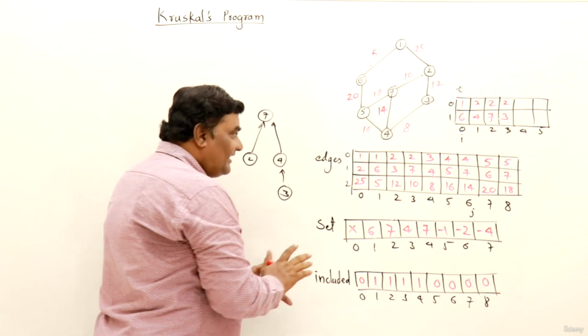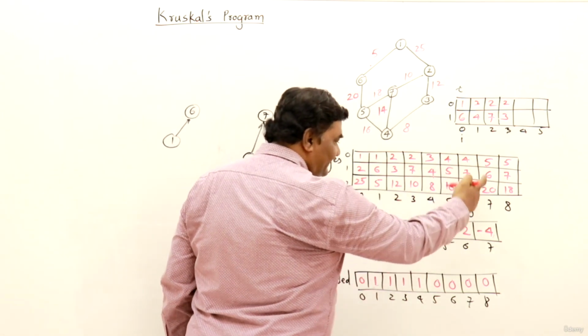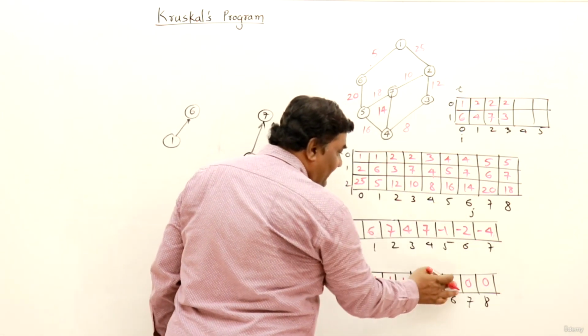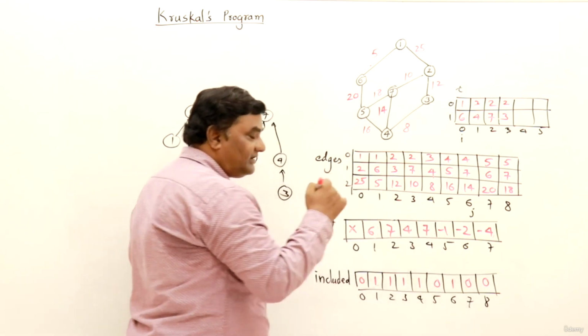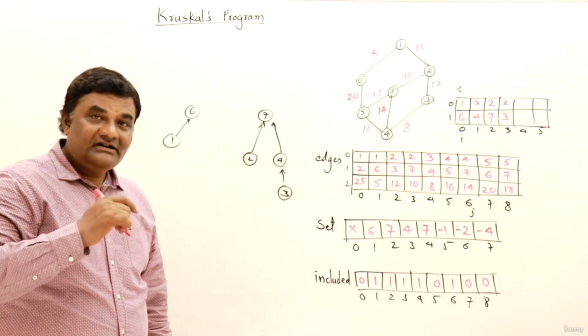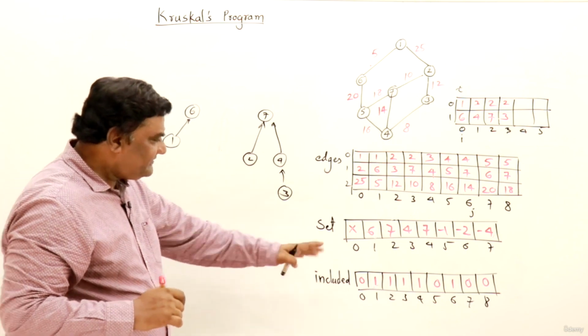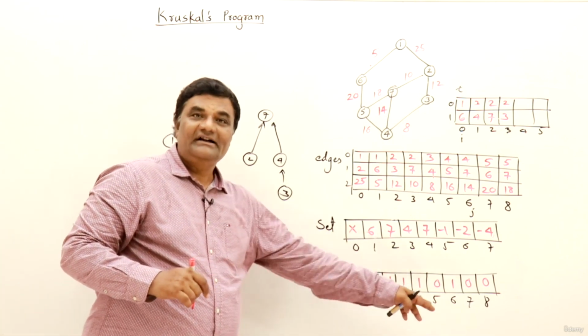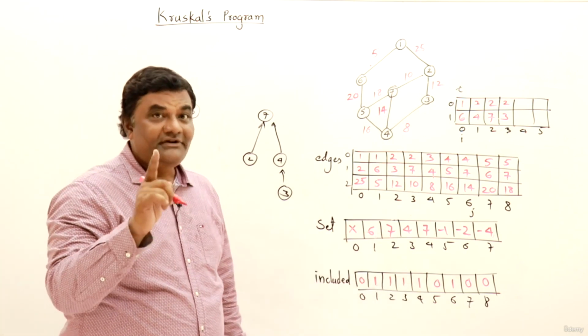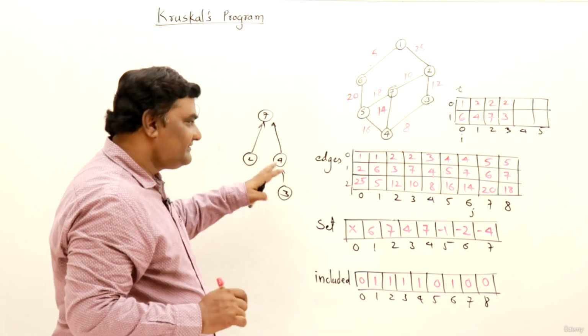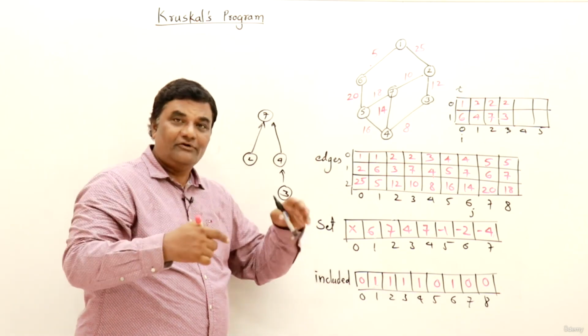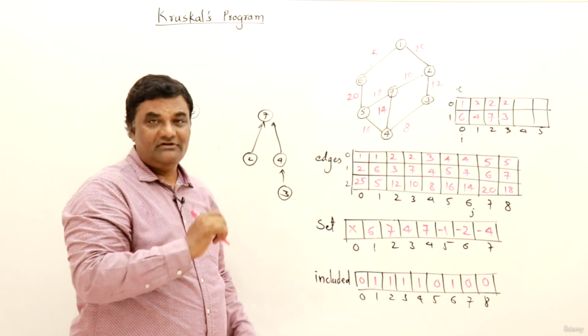Don't include this edge, we cannot include it. That is the sixth one. Mark it as 1. Next time, don't consider that one. It's not included in the solution, but this is finished. So just mark it as 1. That's how we found a cycle: there is a cycle when both their parents are the same. For 4 we got 7, for 7 also we got 7.